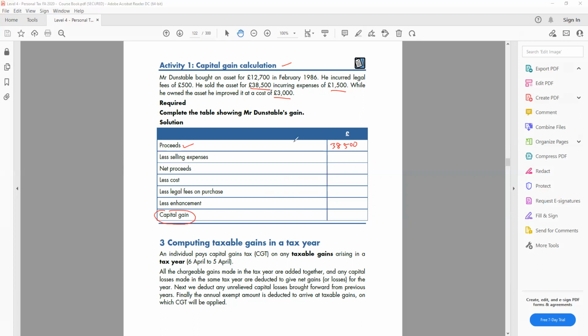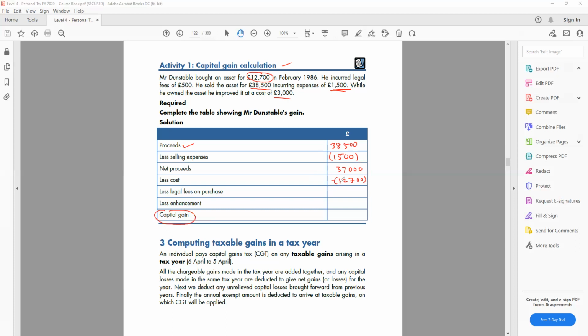After that, you have to take away any selling costs. So you have to pay 1,500 selling cost to make this asset sellable. So the net proceeds we have is 37,000. Then we have a cost. So you need to see how much you have cost. Acquisition cost we have 12,700.